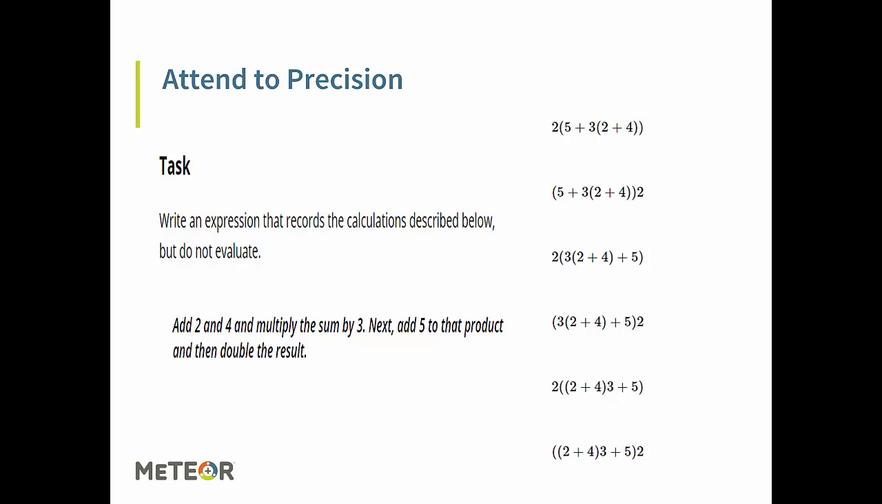Write an expression that records the calculations described below, but do not evaluate. Add 2 and 4 and multiply the sum by 3. Next, add 5 to that product and then double the result.